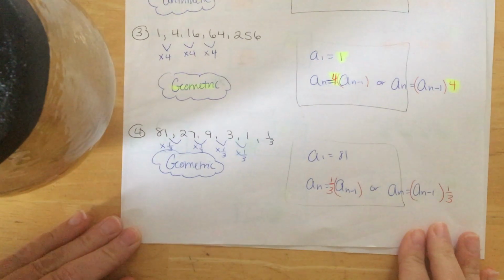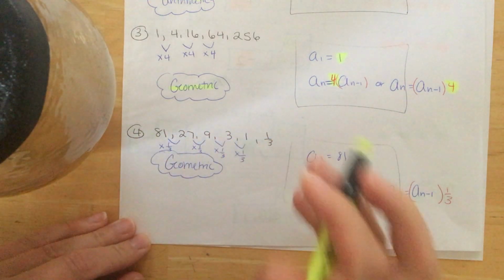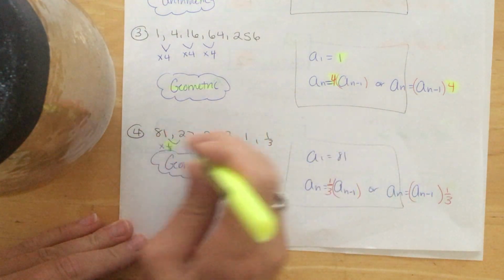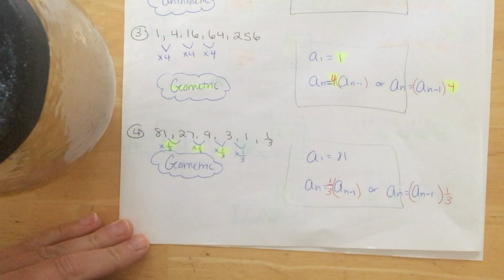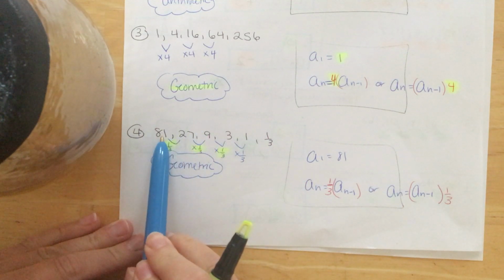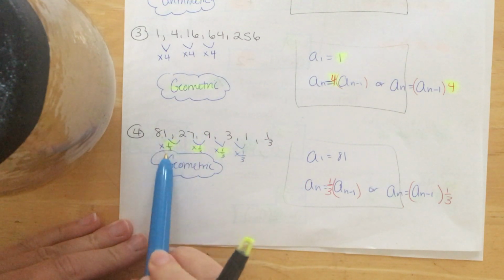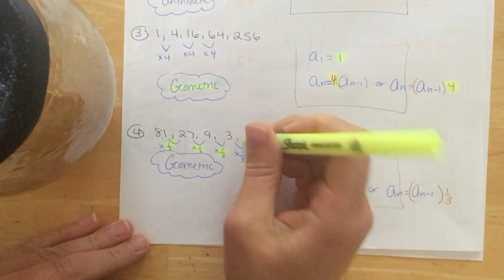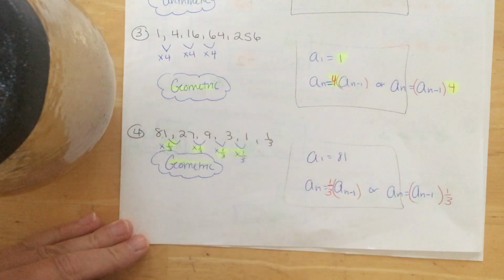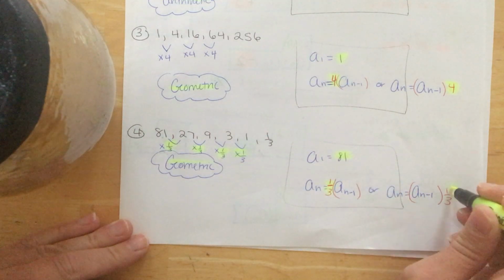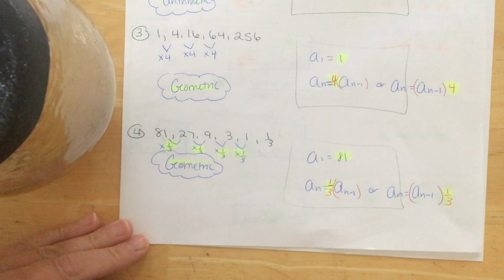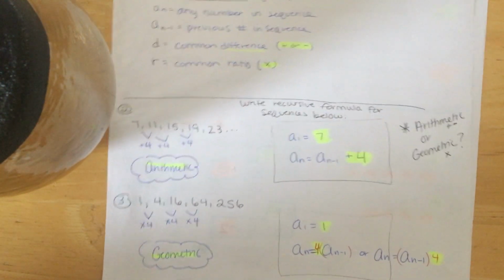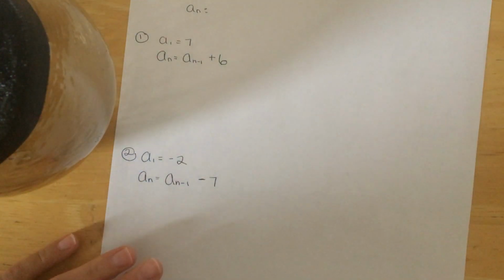And then number 4 was also multiplying. These numbers were going down, so we're multiplying by a fraction of 1/3. Remember the trick. You could take 27 divided by 81, hit math, enter, enter, and then 1/3 will be in your calculator, so that's what we multiply by. That makes it geometric. Your first term was 81, and then you put the 1/3 out front or in the back of your recursive, okay? All right, so hopefully you guys did well with those. Let us know if you have any questions.